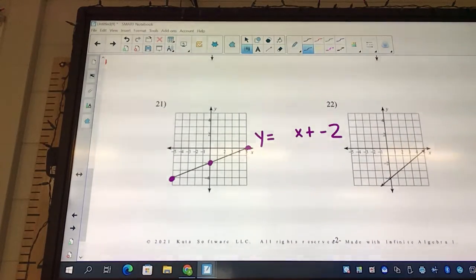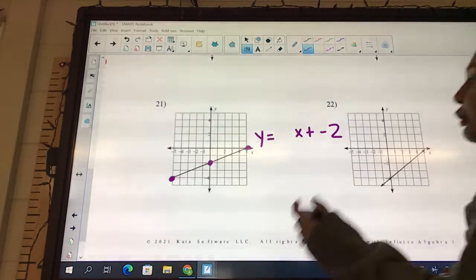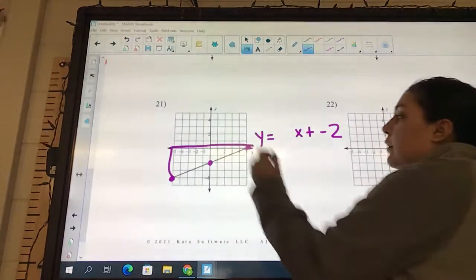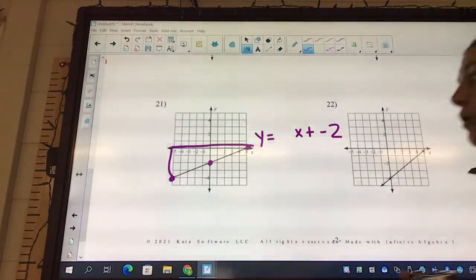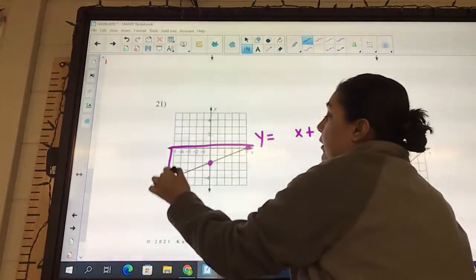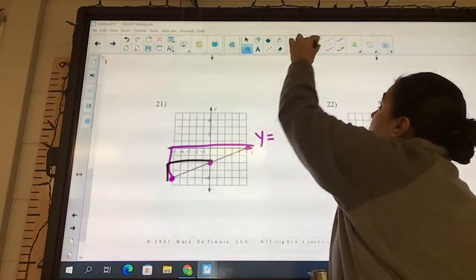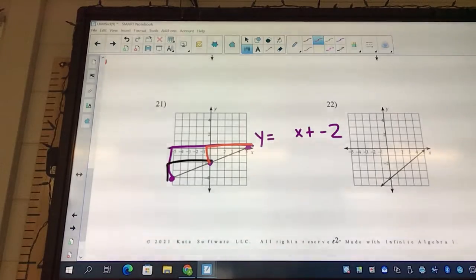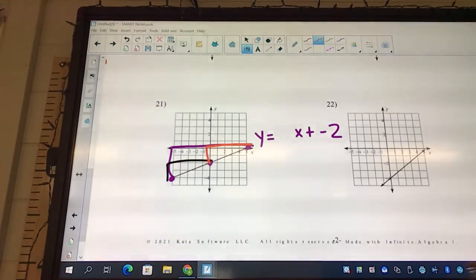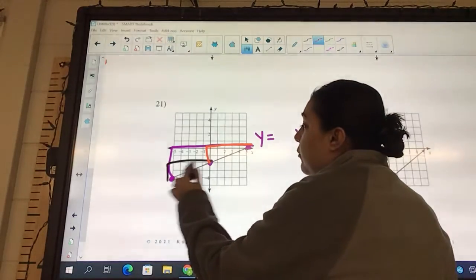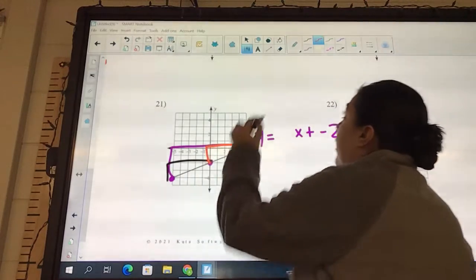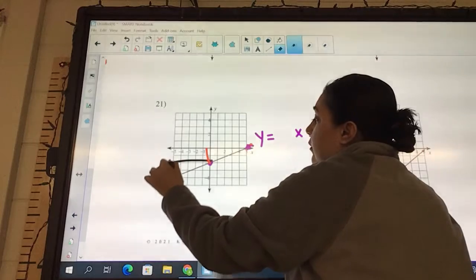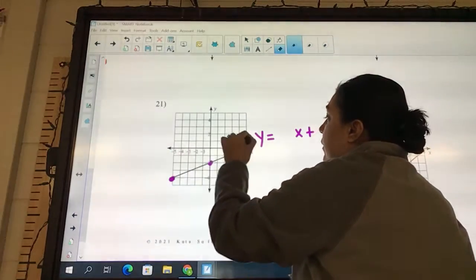Now we're going to say how much do we rise, how much do we run. You cannot rise and run from here to here, because you're skipping a point. So you either need to go from here to here, or from here to here, depending on whichever point you picked, but your rise and run is going to be the same. Either way, you're going to rise 2 and run 5. Just make sure that you don't skip points in between.